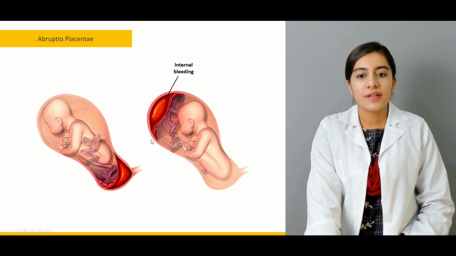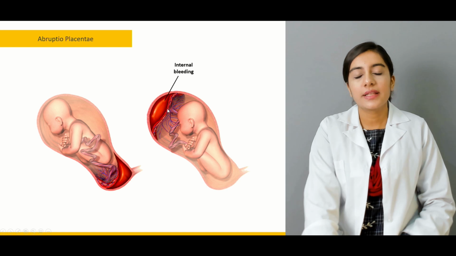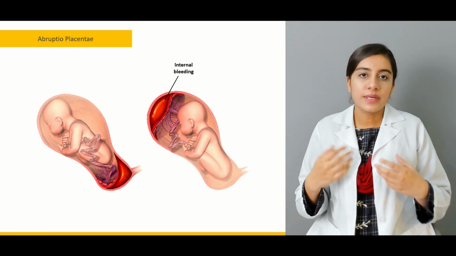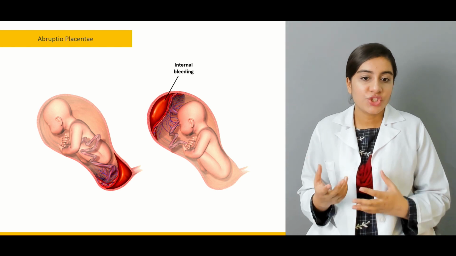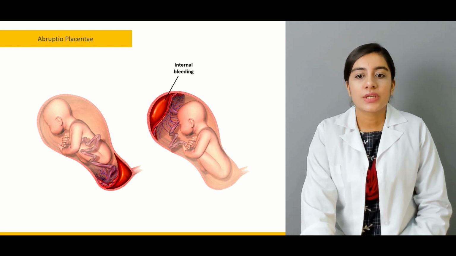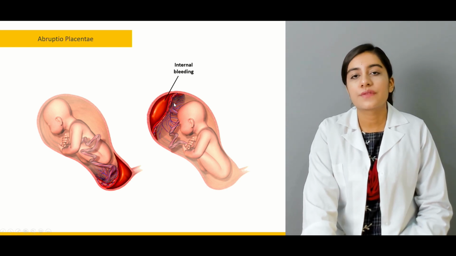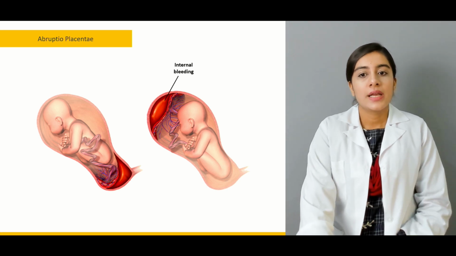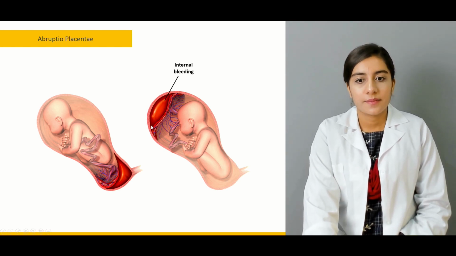Okay, so internal bleeding. Now, there are different positions of the placenta. It depends upon where it attaches inside the uterus. So if it attaches on the upper surface of the uterus, where mostly and normally it is present, it will cause internal bleeding in this area.